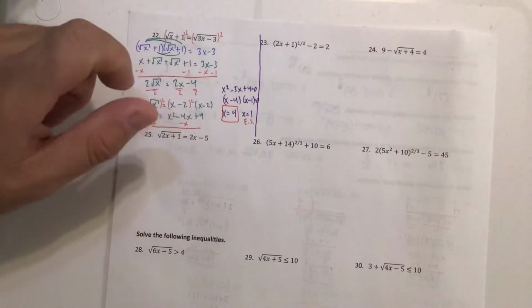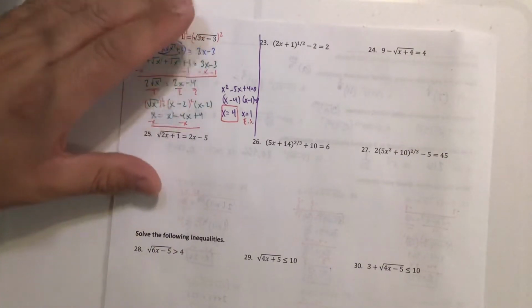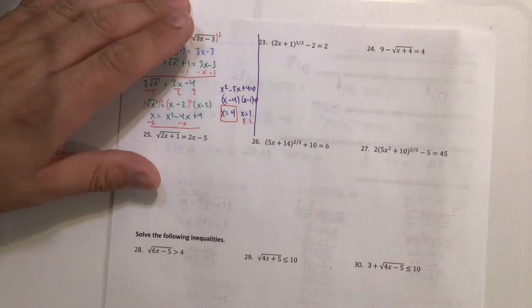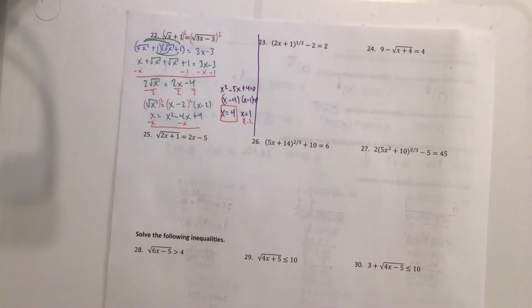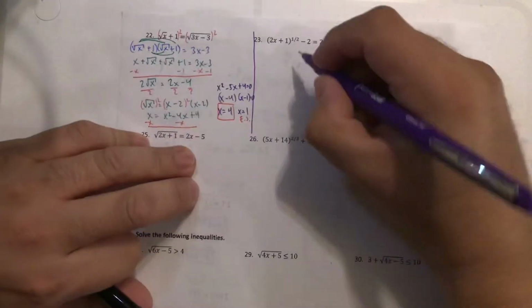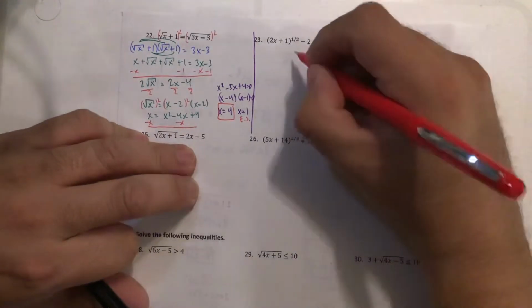All right, let's see how much room it takes to do number 23 now. For number 23, the first thing we're going to do is isolate that rational exponent. So we're going to add 2 to the other side.